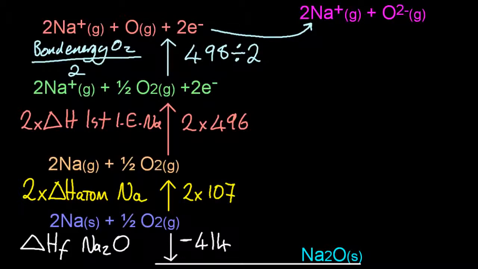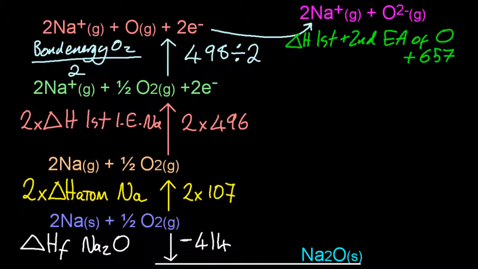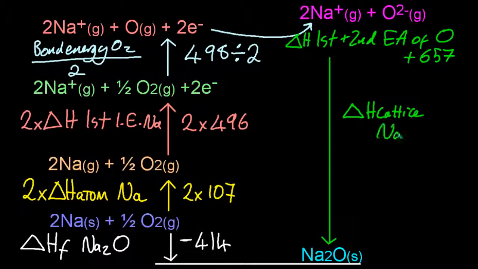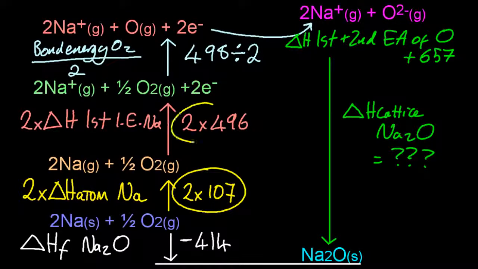Now, is that the first electron affinity and the second electron affinity of oxygen? Yep, and those are also in the data booklet. So I worked those out, it's 657. Now I can go all the way down. That long arrow is the lattice, or actually the lattice energy. I can't get lattice out of my head. It's making 1 mole of the ionic crystal from the gaseous ions. And that's the unknown. So let's try and work out this value.